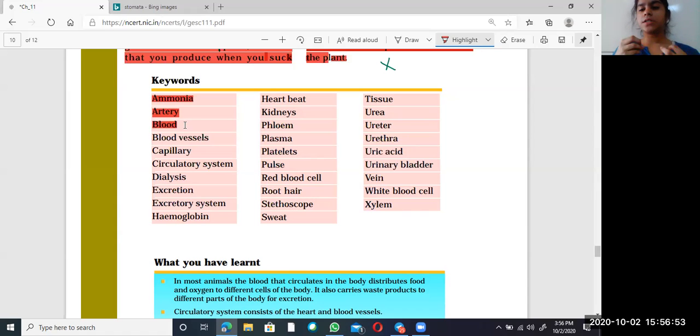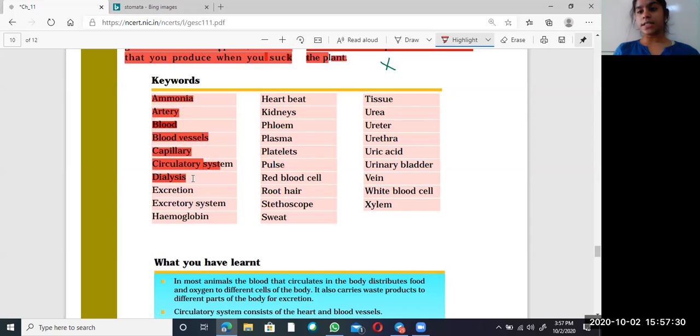What is blood? Blood is a red fluid which flows throughout the body. It carries many cells: RBCs, WBCs, and platelets. Blood vessels are thin tube-like structures which carry blood in them. Capillaries are extremely thin blood vessels which connect arteries to veins. Circulatory system is the whole system, including your heart, blood, and blood vessels, in which blood gets circulated in your whole body.